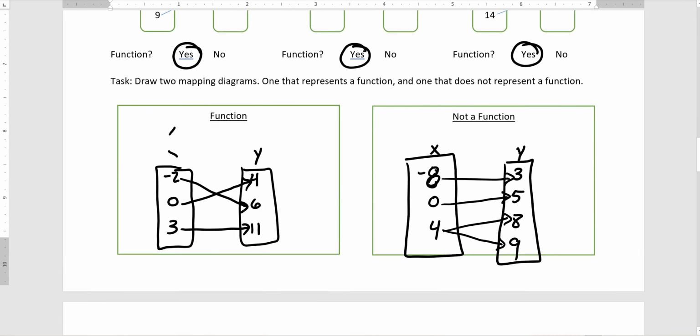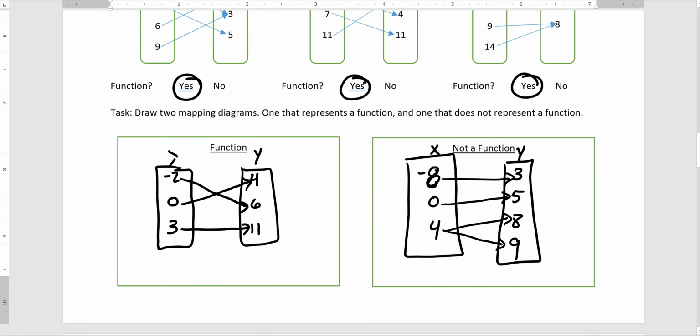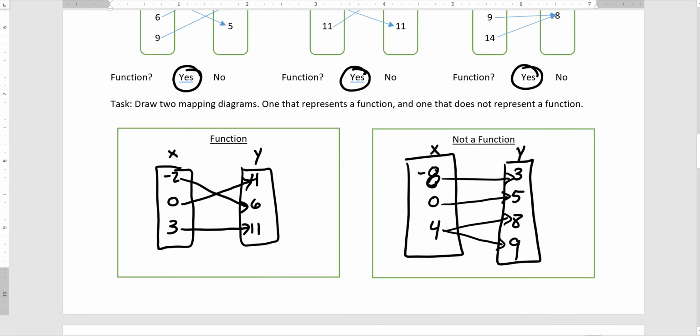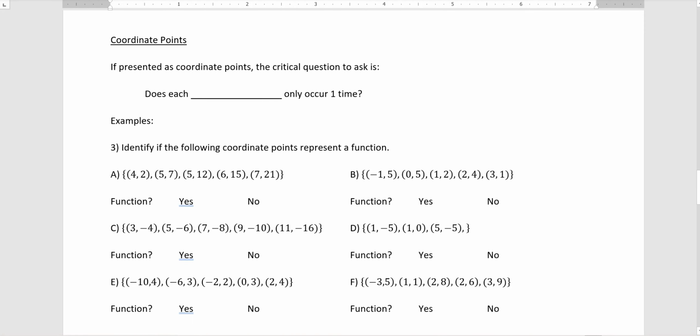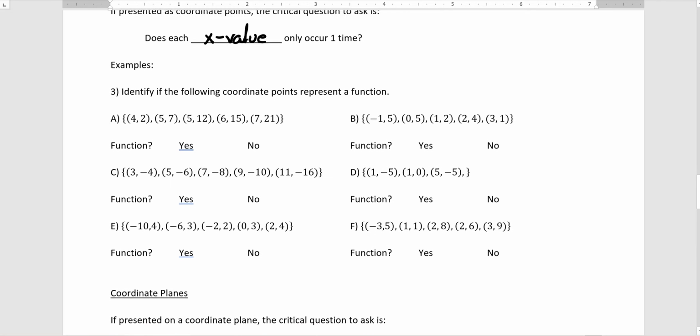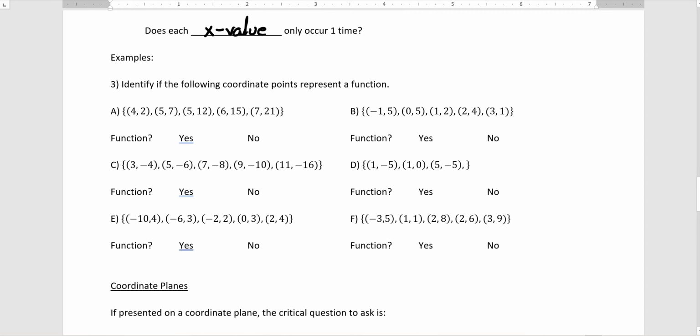All right, so moving down, coordinate points. If presented as coordinate points, the critical question to ask is, does each x value only occur one time? All right, so let's look at these here. Identify if the following coordinate points represent a function. All right, so we got (4, 2), (5, 7), (5, 12), (6, 15), (7, 21).